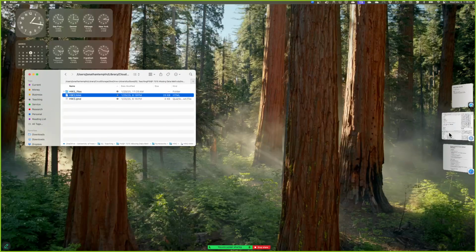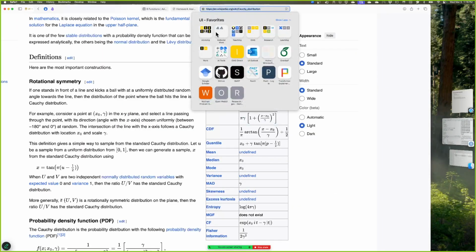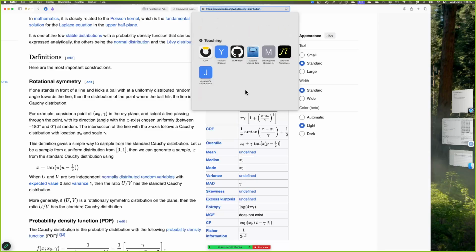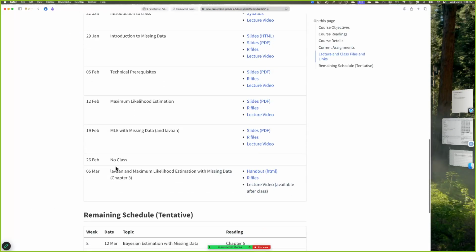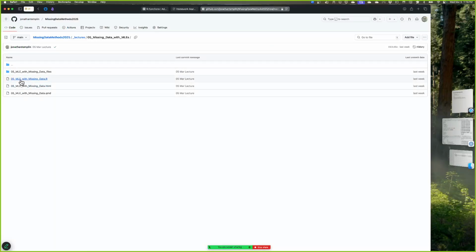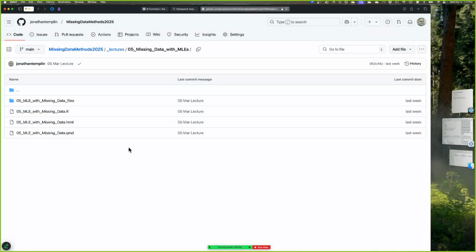The question in the chat is, which file is this in? This is in the GitHub repo file. Let me show you how to get to it. Go to our repository, missing data methods. This is our syllabus, and if you click on our files, this will be the file that is MLE with missing data. This one right here is that file. The file that has my handout that I'm showing on the other side of the screen is this QMD file, and then the handout itself is missing data dot HTML. Thank you.